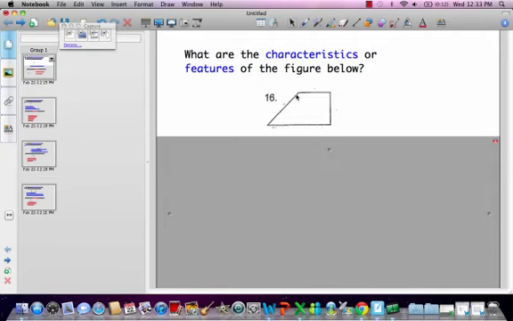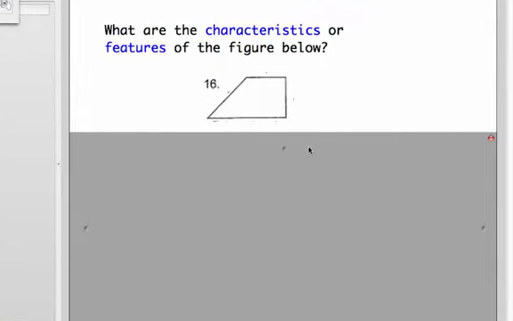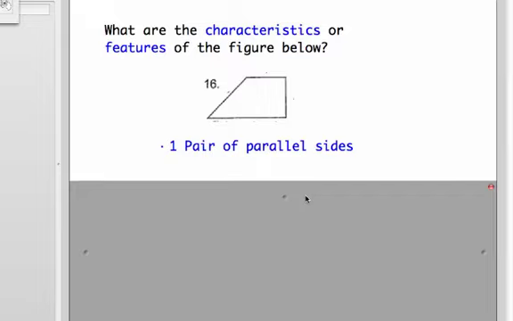So what we would say for this figure here, the main thing is that this line right here and this line segment down here, I should say line segment for the part on top, these are parallel. So the only characteristic or feature that we're concerned with is that there's one pair of parallel sides.